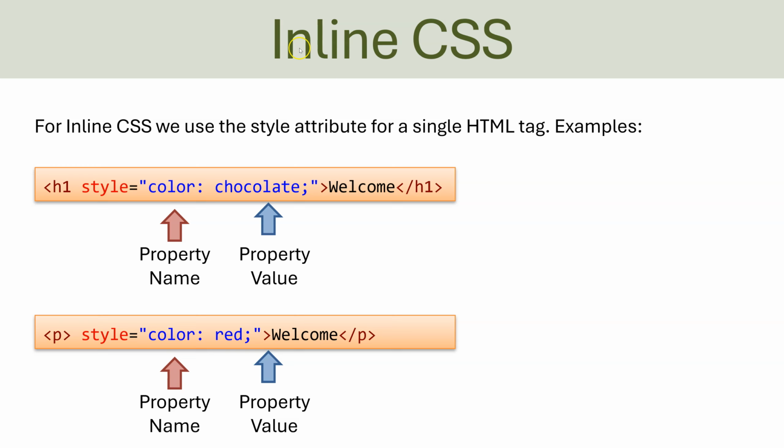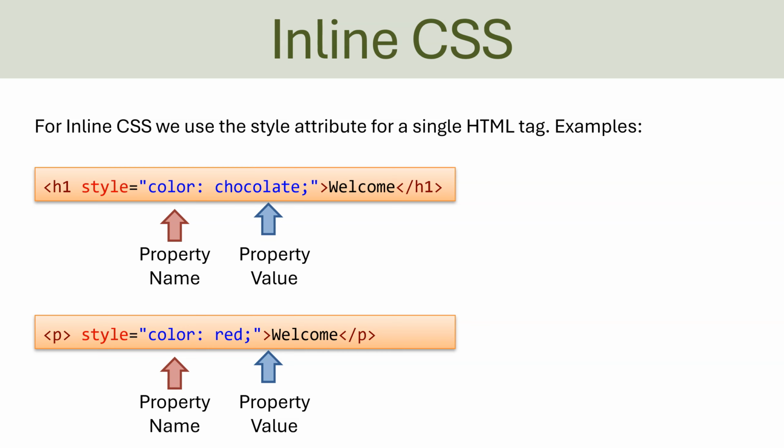And then the second example is called inline CSS. For inline CSS, we can use the style attribute for a single HTML tag. Here you see some examples. If we have a header one tag, then we can specify the style directly within that tag like this. And then you typically specify the name of the property, like color, size, etc., and then the property value like this. In this case, chocolate, which is the name of the color that you specify in the property. Or for the paragraph tag, you can specify a similar style, and then specify the property value like this.